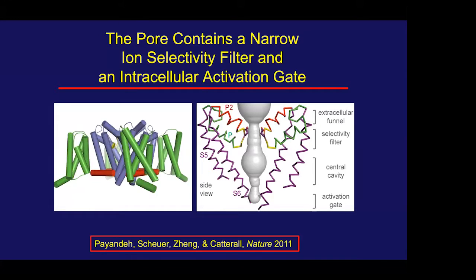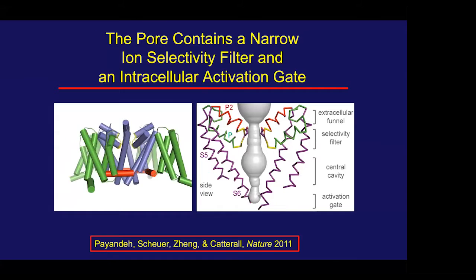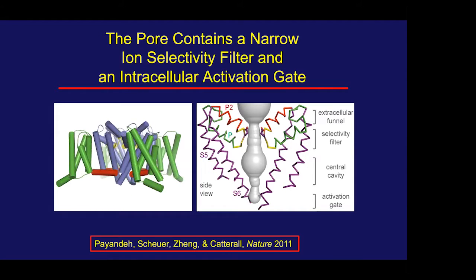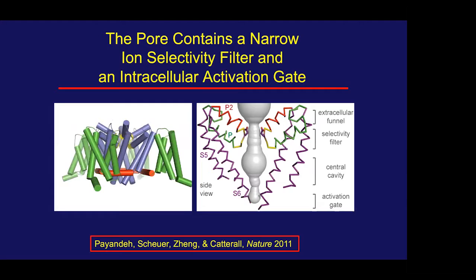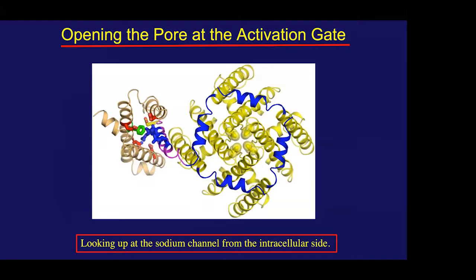Okay, so we want to focus on two things: the ion selectivity filter, the narrow spot, and the activation gate. So this is another movie from the paper we published last week. Now you're looking as if you were sitting inside the nerve cell and you're looking out. Here's the voltage sensor. You can recognize the blue gating charges here, but now they're going to move away from you into the slide or into the backboard.